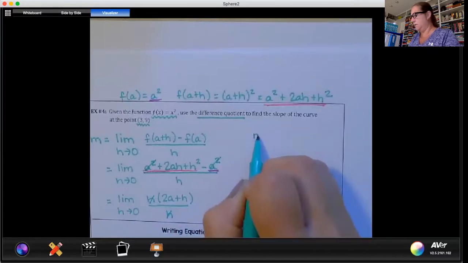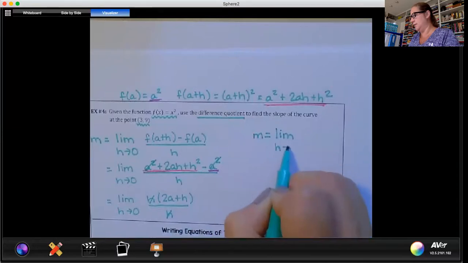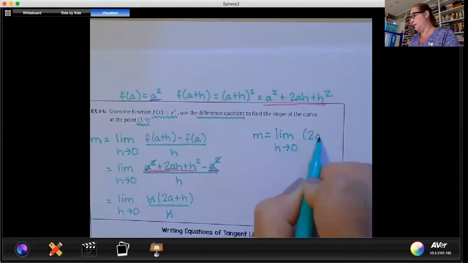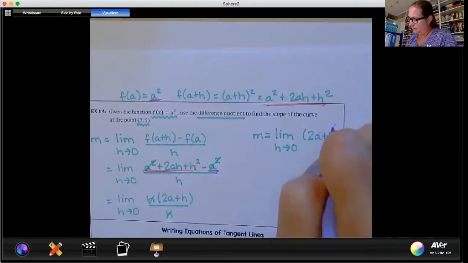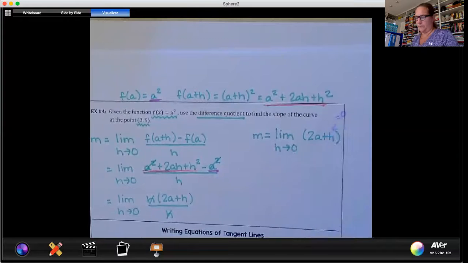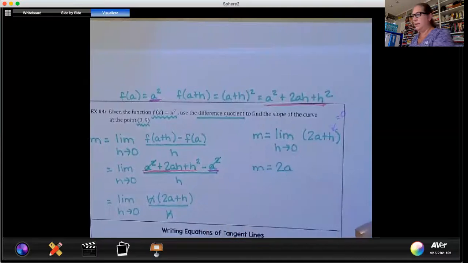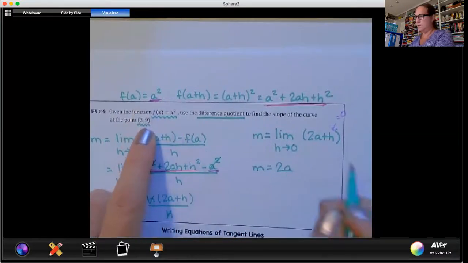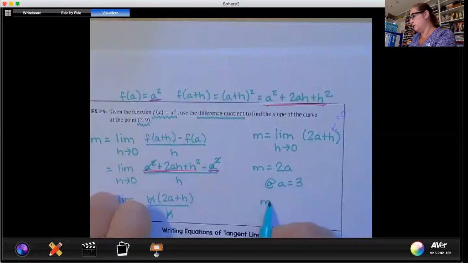limit. So the limit equals, or excuse me, the slope equals the limit as h approaches 0 of 2a plus h. And as we have stated, h is equal to 0. So your slope is just 2a. Now we have to finish the problem at 3, 9. So at a equals 3, the slope would equal 6.